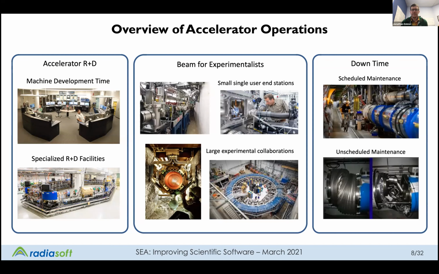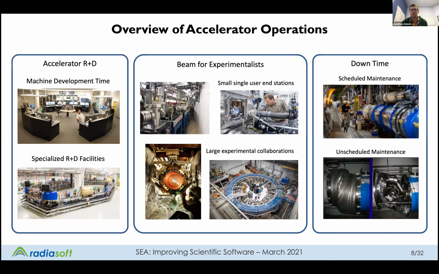This is if you have a material science or biological experiment that you're trying to run at an X-ray user facility, or you have large experimental collaborations, such as the Large Hadron Collider, where you're running large physics experiments with the ATLAS detector and things like that. This is beam delivery to the experimentalist, which is the primary use of a lot of these large facilities. And then there's downtime.